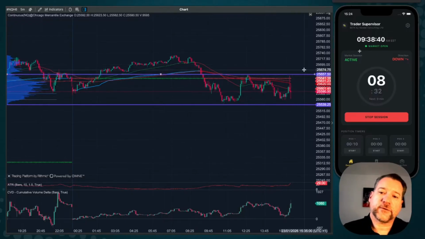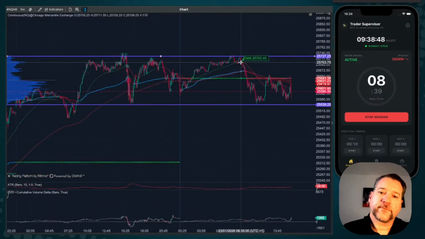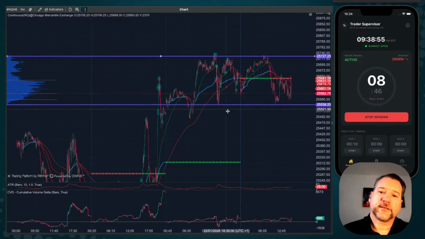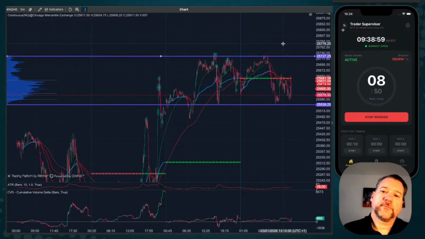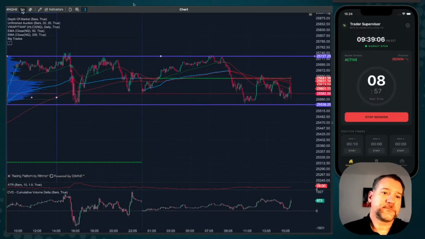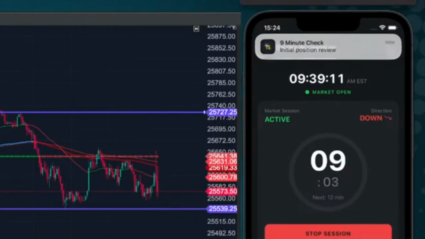Okay, so it didn't break up. It has to break out of this range here, and then there's another level here. This is a range. The price is back and forth, bouncing within this range. Okay, here we are.